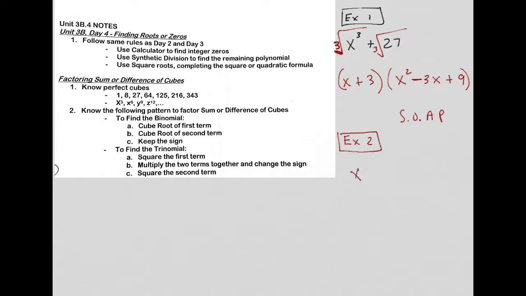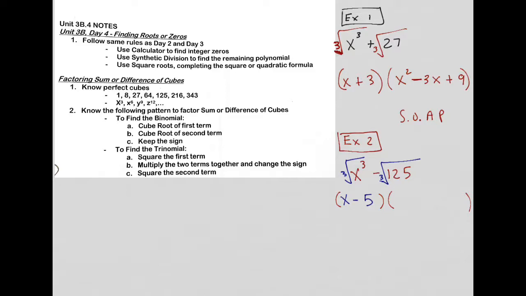So we have x cubed minus 125. All right, we know we're going to have a binomial, and we know we'll have a trinomial. Step 1, cubed root. That gives us x, and then the cubed root of 125 is 5. And then we're keeping our sign there. That was a negative 125, so this is going to be a negative 5.